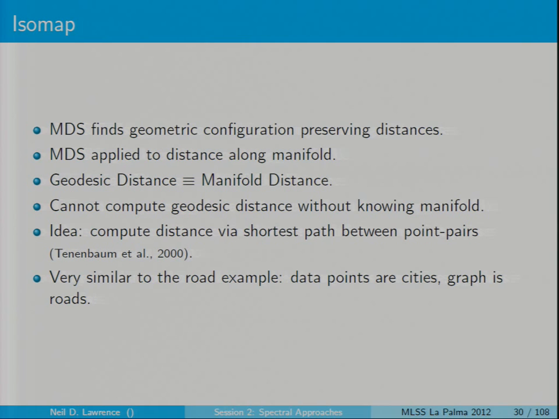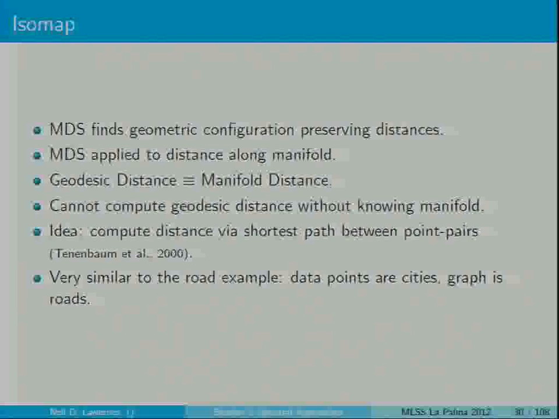And then you compute the road distance between every city, which is now a data point, and compute a distance matrix from that. A really elegant, simple idea. Because you can't go between non-neighbors directly, you have to travel along the straight roads between the different cities. That's an approximation to a manifold distance.